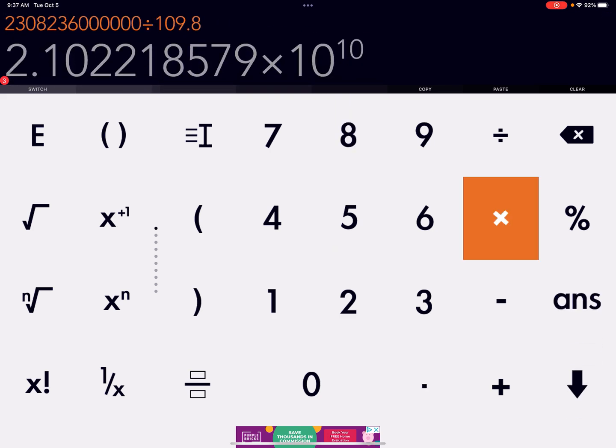Okay, and we got to multiply it times 100. So notice again we have times 10 to the 12, which should make sense for us. We are, again, still in the trillions. And now we have a number of 2,102,218,579, so let's write this down.